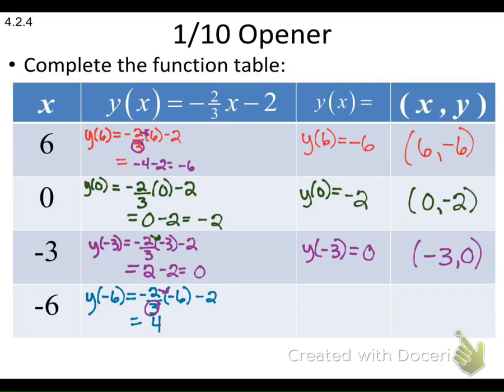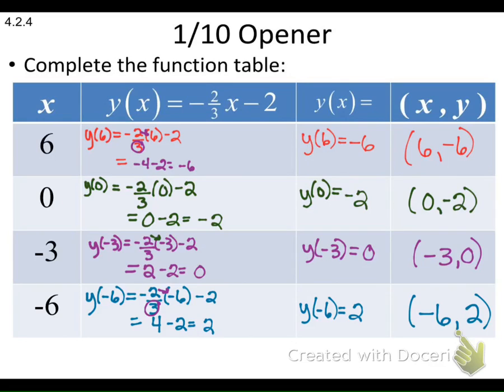So then what do I bring down here? Then next thing you do is you bring down your negative 2, which then equals positive 2. Nice. Okay, so then what do I put in my output column, my y column? You're going to put y of negative 6 equals 2, and then your ordered pair is negative 6, 2. Good job.